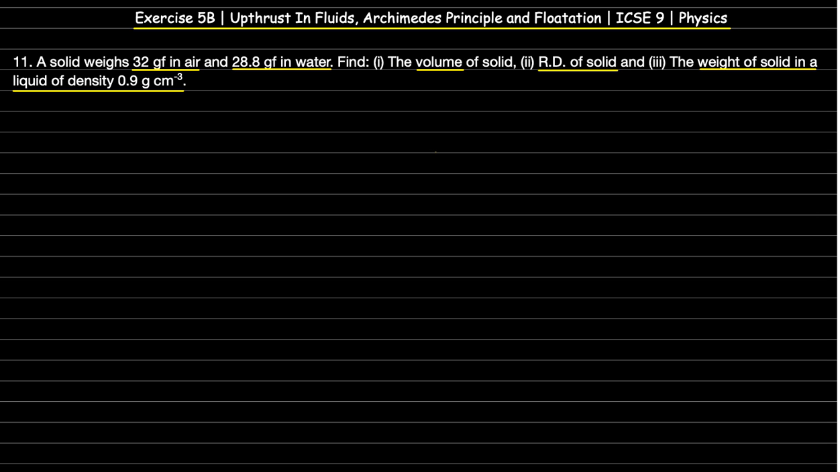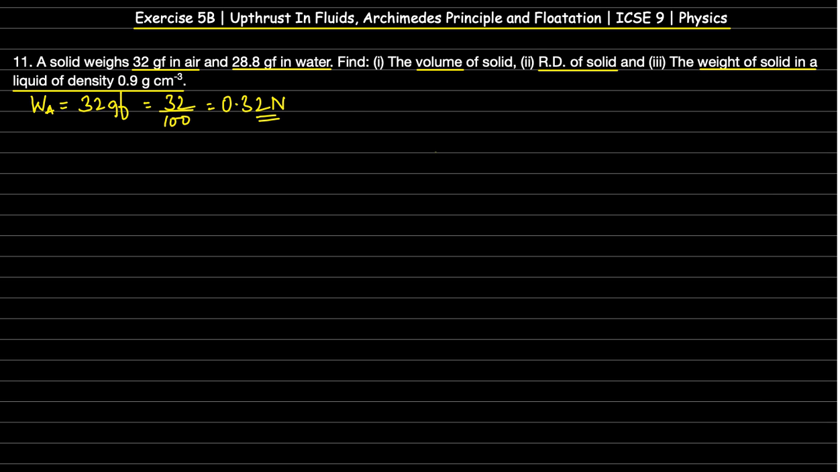So weight in air is given as 32 GF. So when we convert 32 GF to newtons, we need to divide by 100. So 32 divided by 100. So we get this as 0.32 newtons. So weight in air is 0.32 newtons.